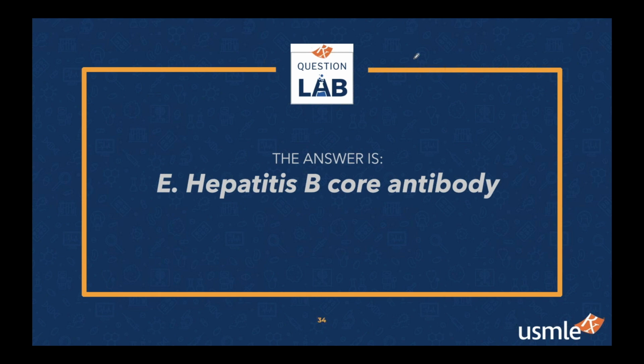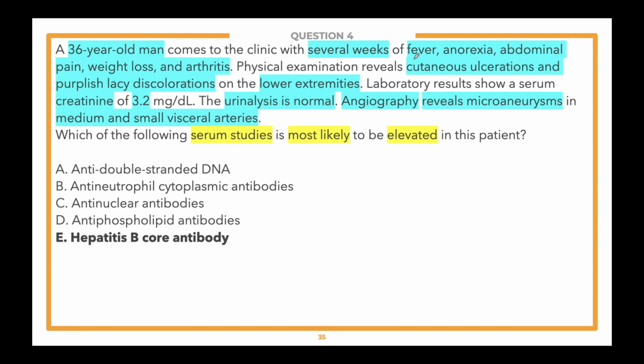Let me hand it off to Boris. Thank you, Sean. So definitely a tougher question here. So what's going on in this question? Well, as you can see here, this patient has a variety of signs and symptoms: fever, anorexia, abdominal pain, arthritis. So oftentimes in those situations, you want to think about something systemic, especially when you've got systemic signs and symptoms like fever, weight loss, arthritis. We're told about this purplish lacy discoloration and these ulcers on the skin. We're also told about an elevated creatinine, and we're also told about microaneurysms involving arteries. And we're told it's not just small arteries, but medium arteries as well. So we know that this is at least a medium vessel vasculitis.